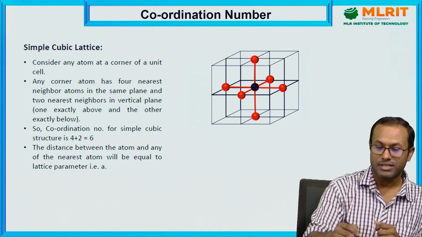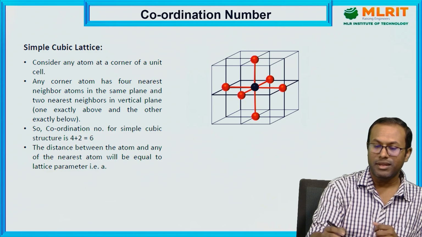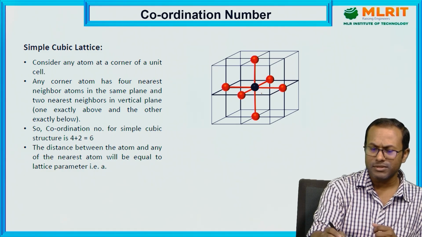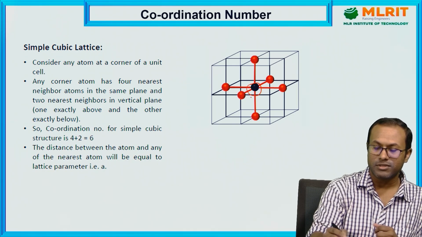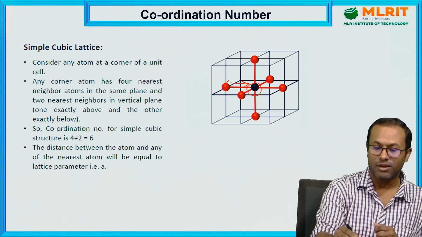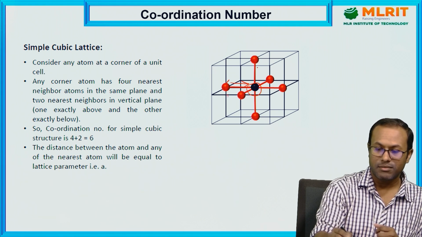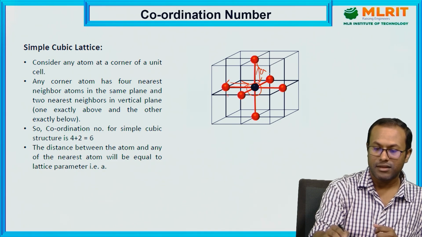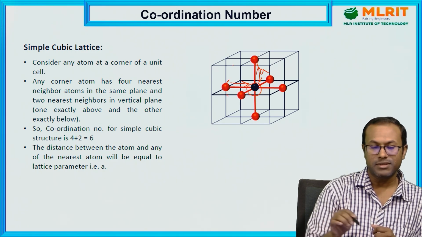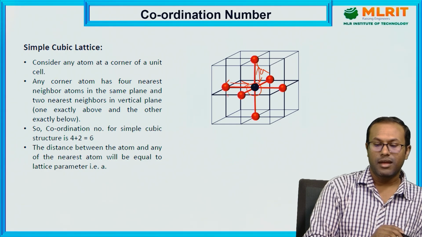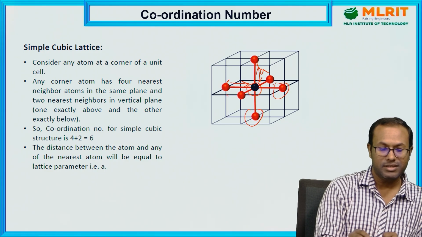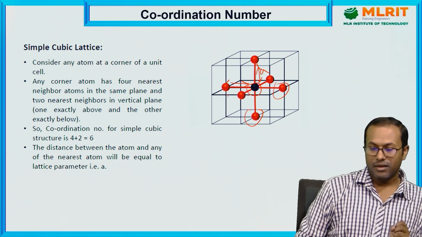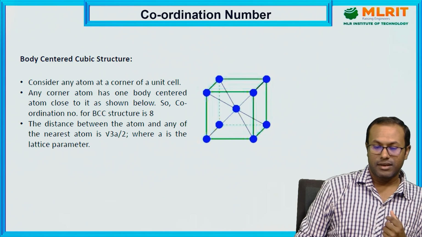So suppose this is a crystal structure in case of simple cubic. Suppose there is one corner atom of this cube, this black one. How many closest atoms are there? Closest means all the distances are the same. For simple cubic, all these distances are a. So how many nearest atoms are there? There are 6 in case of simple cubic. These red marks are the nearest neighbor atoms, and the distance is a.